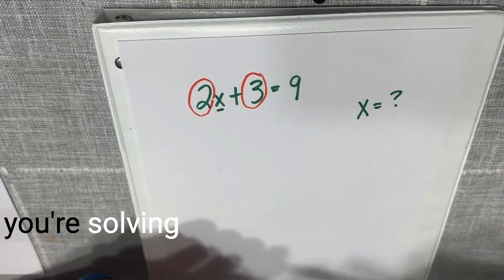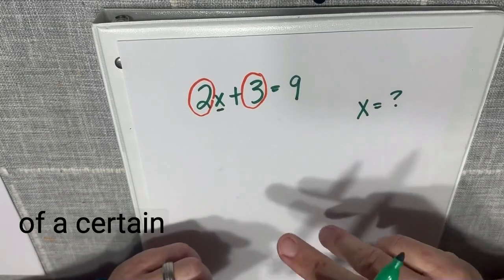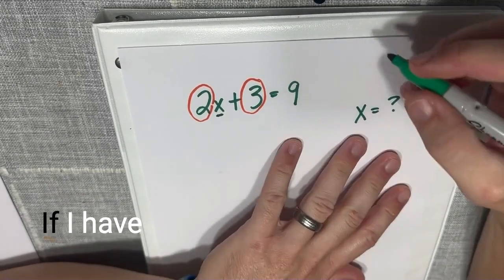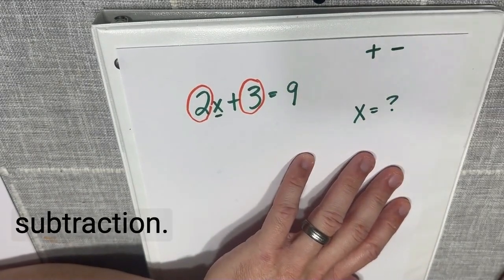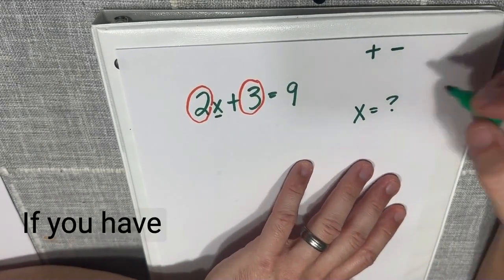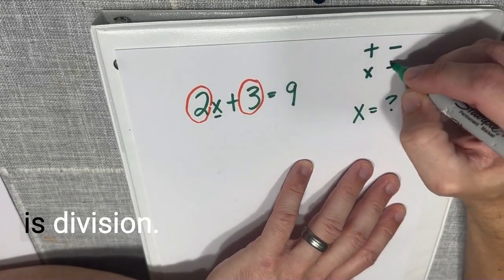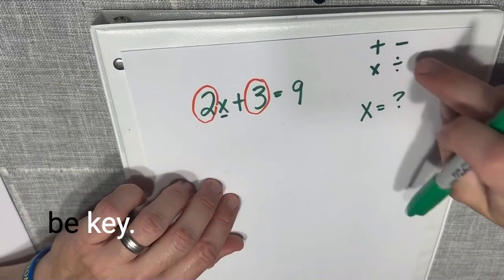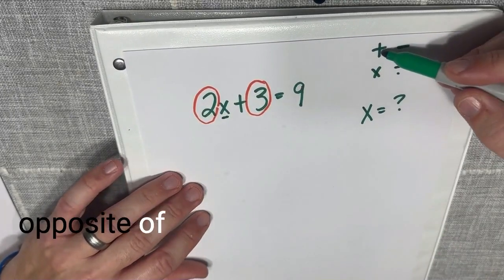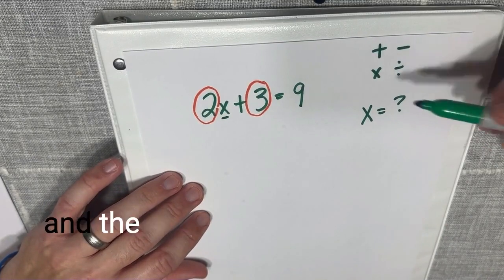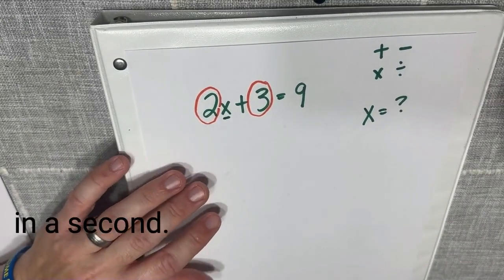Okay, so anytime you're solving algebraic equations, we need to know the opposite of a certain operation. For example, if I have addition, the opposite of addition is subtraction. Okay, if you have multiplication, the opposite of multiplication is division. Okay, and that's going to be key. We got to make sure we remember that or understand that the opposite of addition is subtraction. And the opposite of multiplication is division. That'll come into play here in a second, okay?